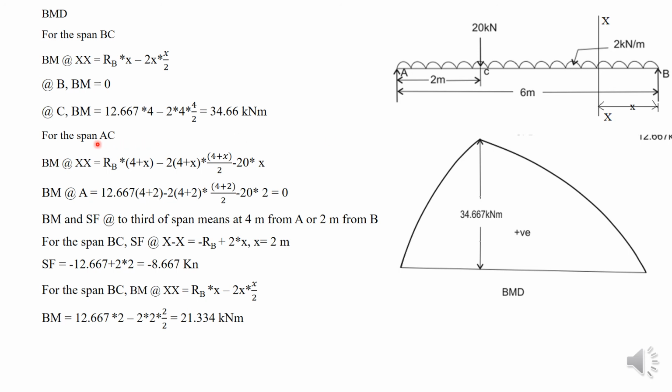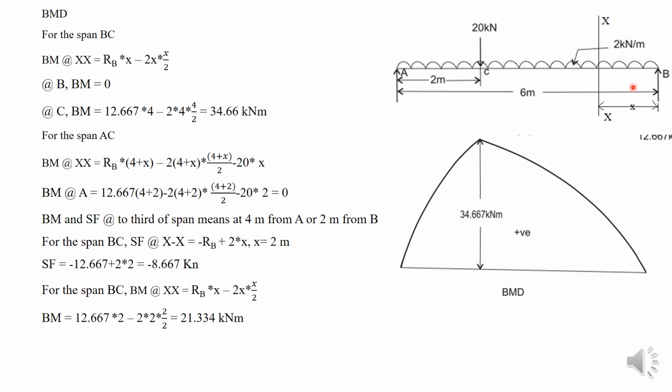Now for the span AC, consider the same section line and then make an equation for bending moment, then substitute X is equal to 2 and then you will get the value of bending moment at A as 0. Okay, so in the question it is asked for shear force value and bending moment value at a 2/3 span from A, that is at 4 meter from A or 2 meter from B.